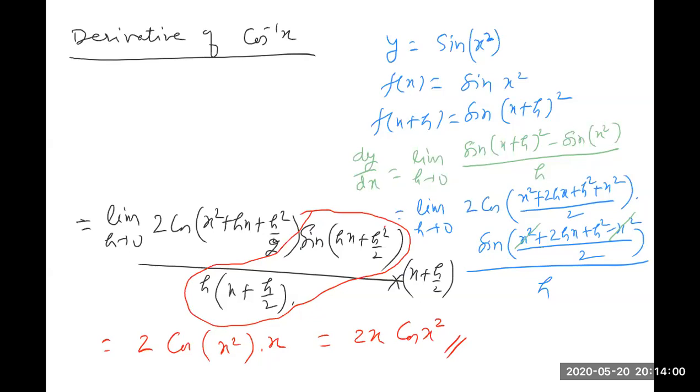And that will be the derivative of this, y is equal to sine of x square. So direct verification: dy by dx equals derivative of sine is cos of x square into derivative of x square, which is 2x.